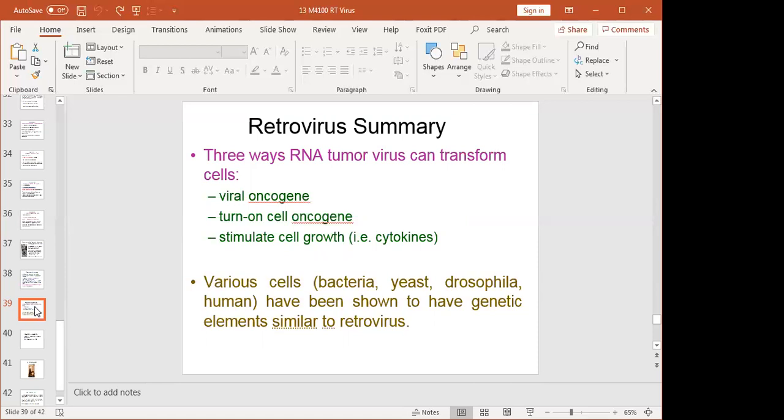There are genetic elements such as those found in retroviruses that can move from one area to another and turn on or off some traits. These are called retrotransposons or transposons, and we can see them in various cell types: bacteria, yeast, Drosophila, and humans.